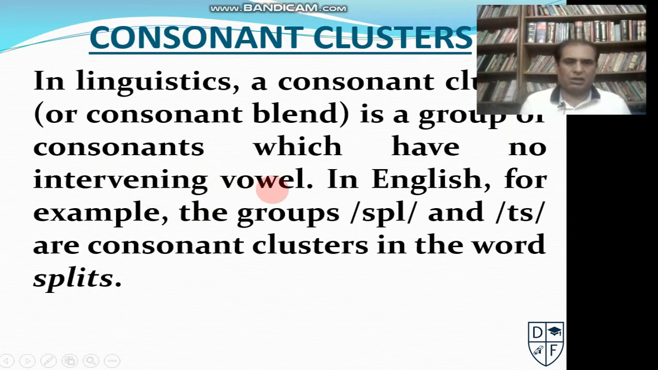That means that a consonant cluster is a blend of, a cluster of consonants between which there would be no vowel letter at all. In English, for example, the group S, P, L: these three are consonantal sounds, and in between S or P or L there isn't any vowel sound here.